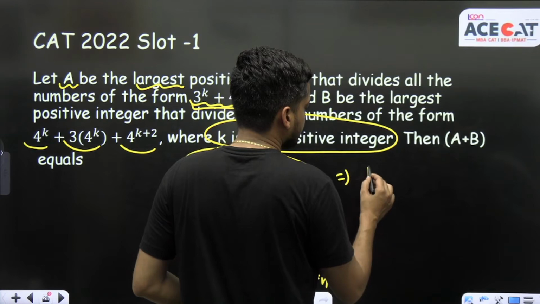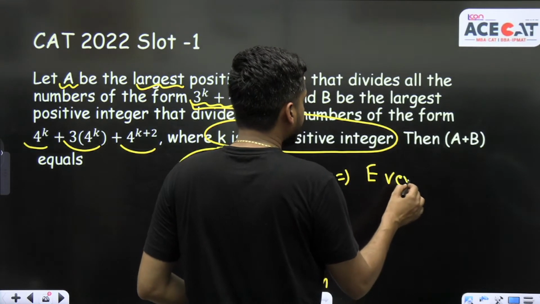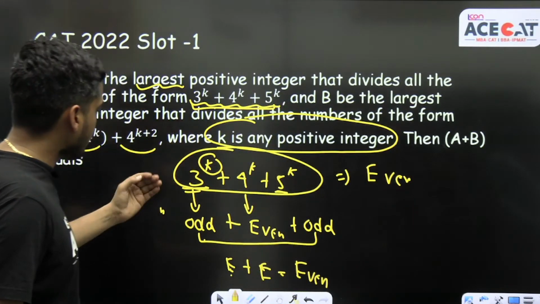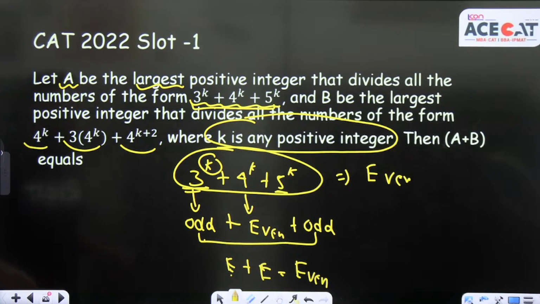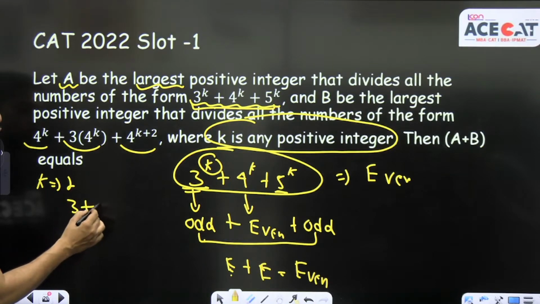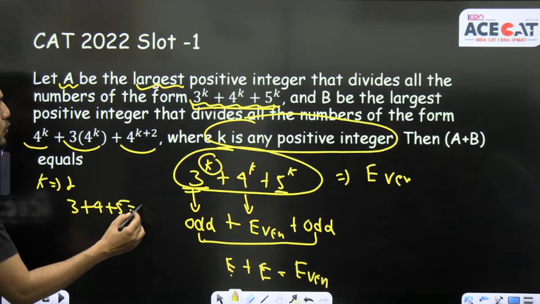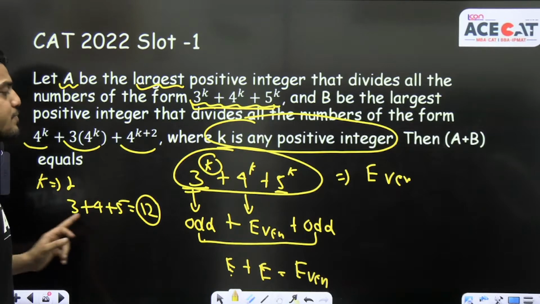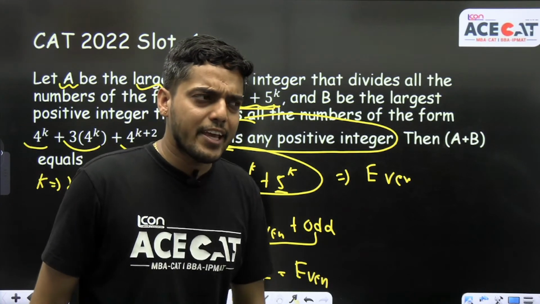Even number. So if I put k equal to 1, we will get 3 plus 4 plus 5. The answer we are getting is 12. It is a multiple of 4. So can I take a equal to 4?